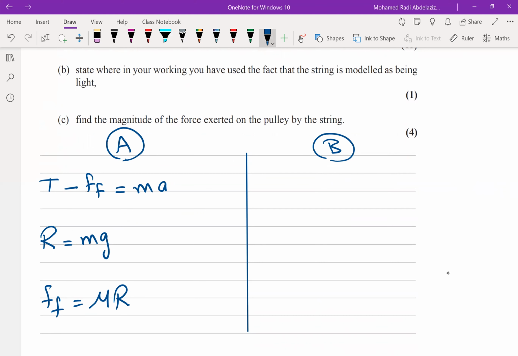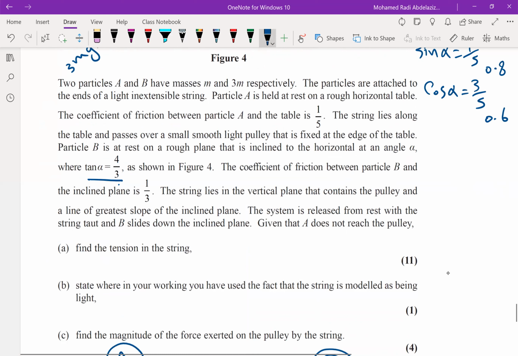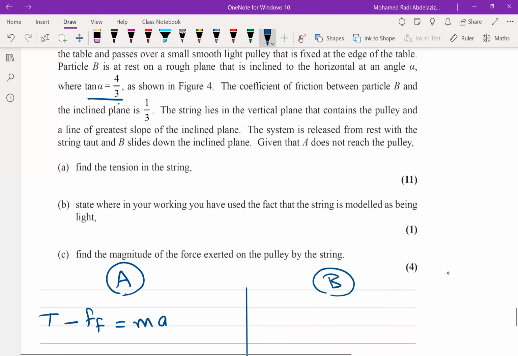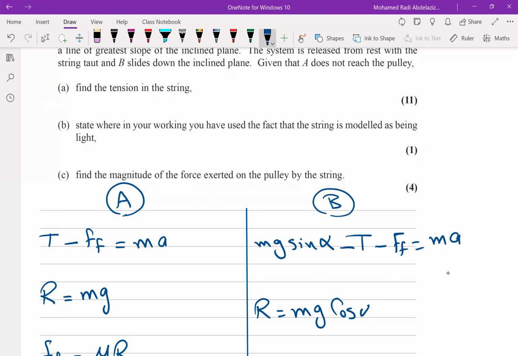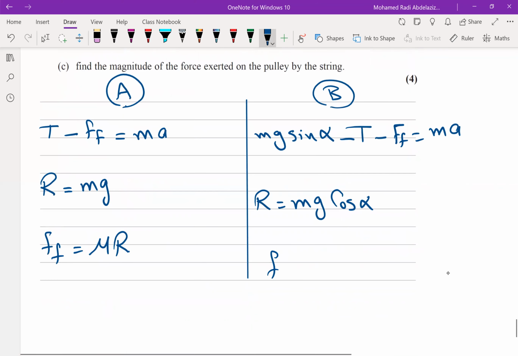In the same way for particle B. Particle B moves down, so we take the forces in the direction of motion: mg sine alpha minus tension minus frictional force is equal to ma. What else? R is equal to mg cosine alpha. What else? Frictional force is equal to mu R.